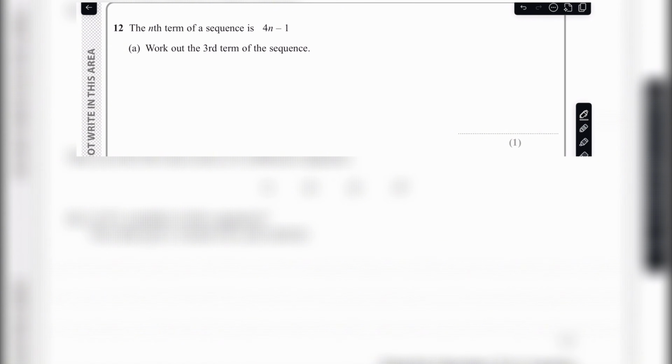In question 12, we are told that the nth term of a sequence is 4n minus 1. Work out the third term of the sequence. So for the third term of the sequence, the value of n is 3. And we can take this value of n and substitute it into the nth term of our sequence. So we have 4 times 3, which is 12, and 12 minus 1 equals 11. So the final answer for this question is 11.